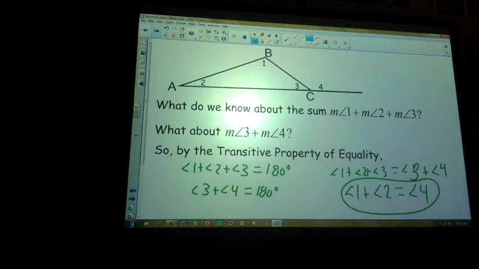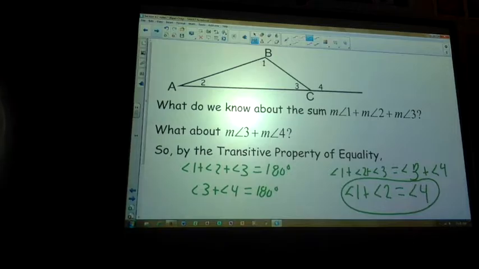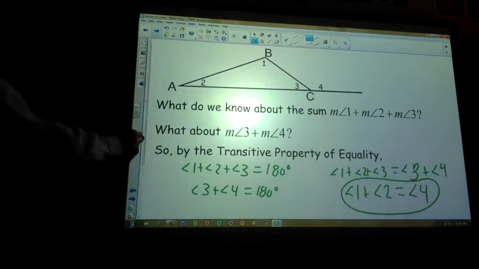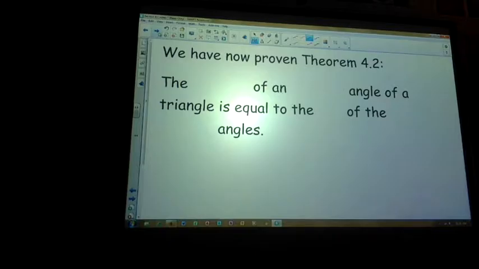Nice little proof. It's not really done nicely, it's just algebraically showing it. Can I move on? We have now proven theorem 4.2. The blank of an angle of a triangle is equal to the blank of the blank angles.